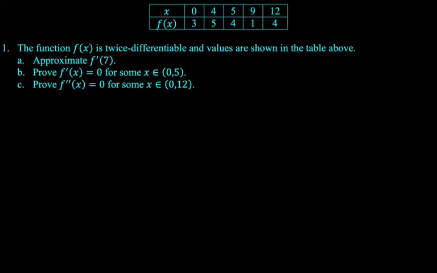I see people kind of struggle with this sometimes. There's not much to do here. You look at the table and you find the number to the left of 7, the number to the right of 7, and you just use the secant slope between them. There's nothing more to that.